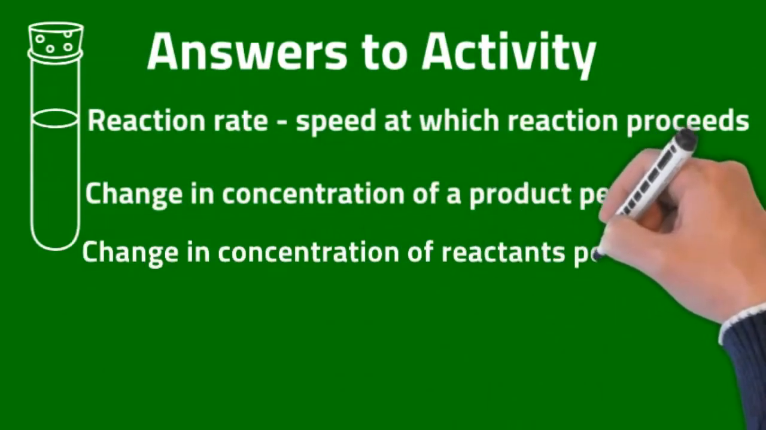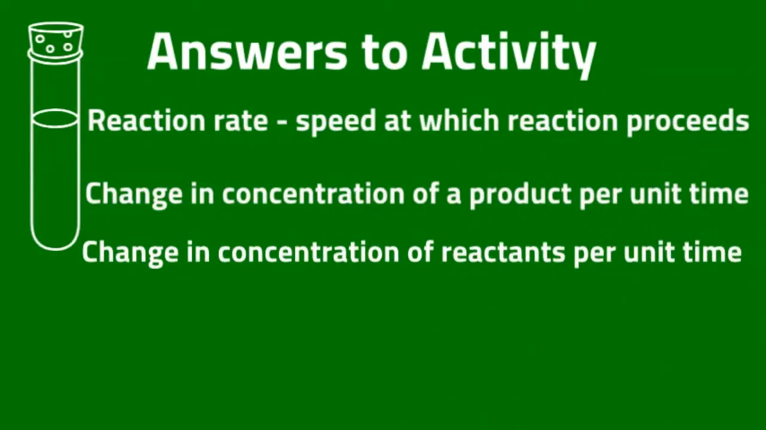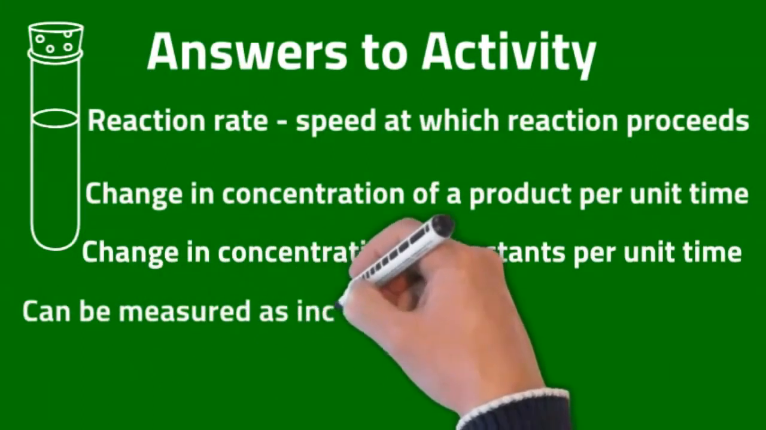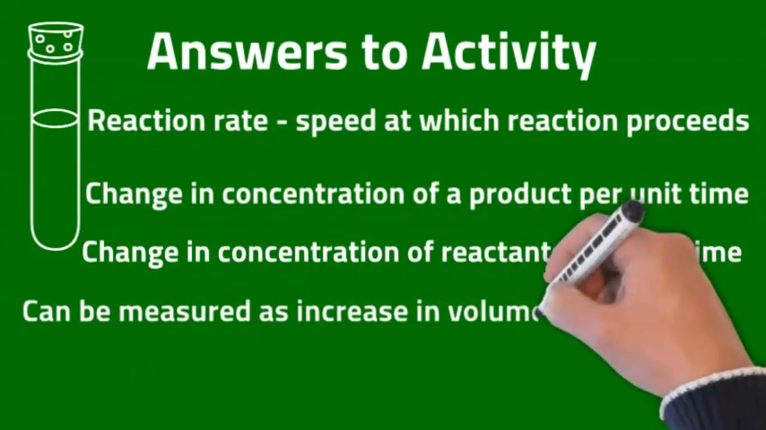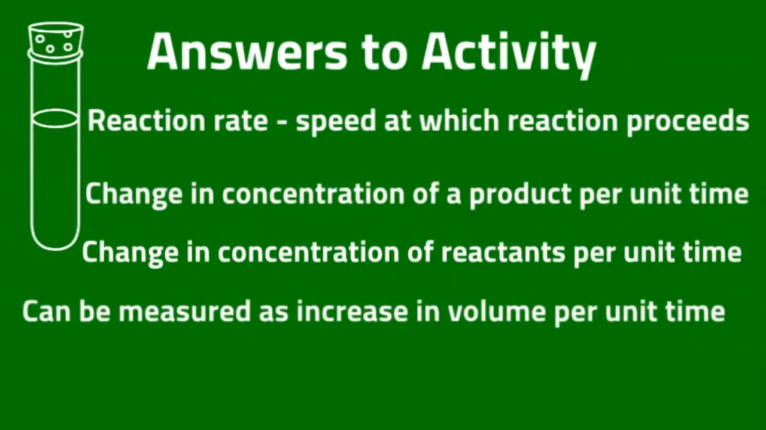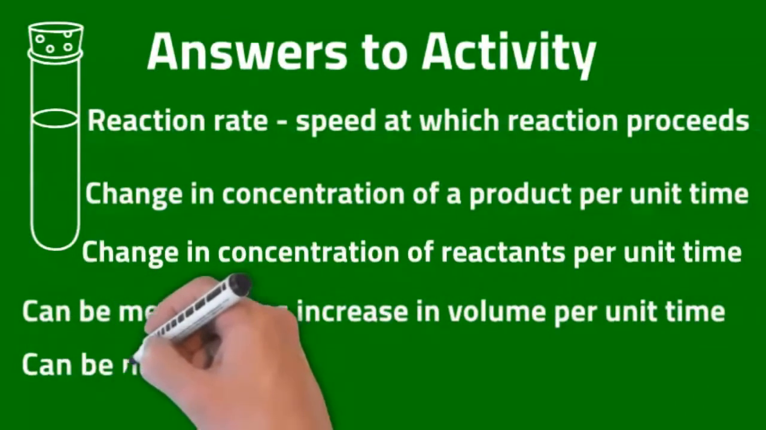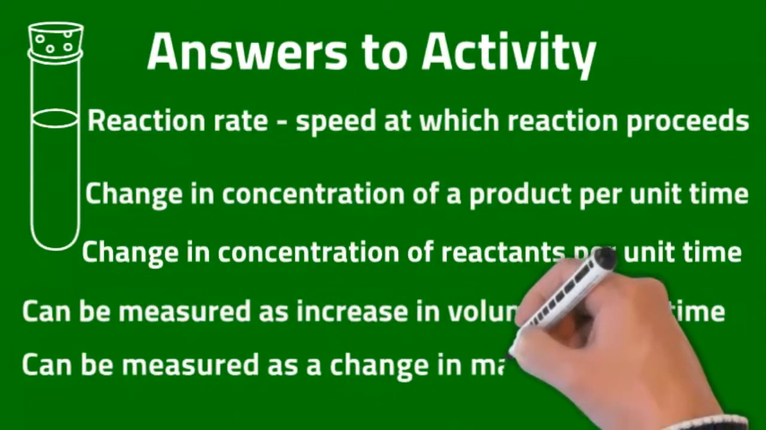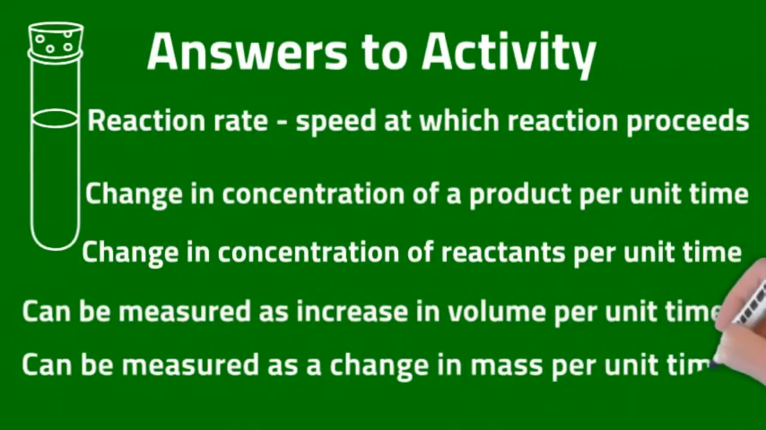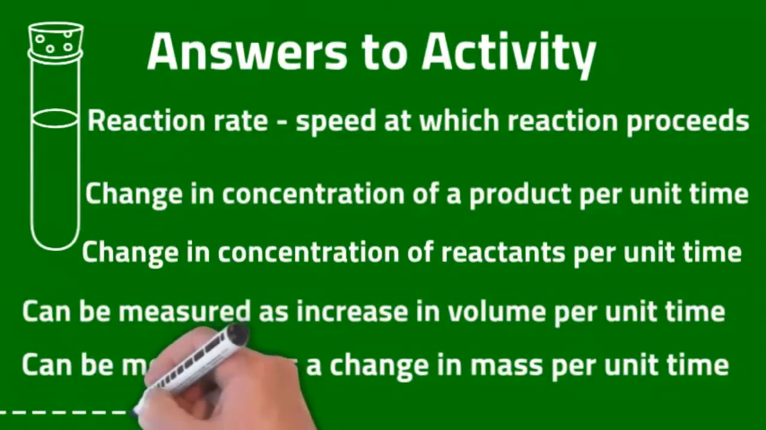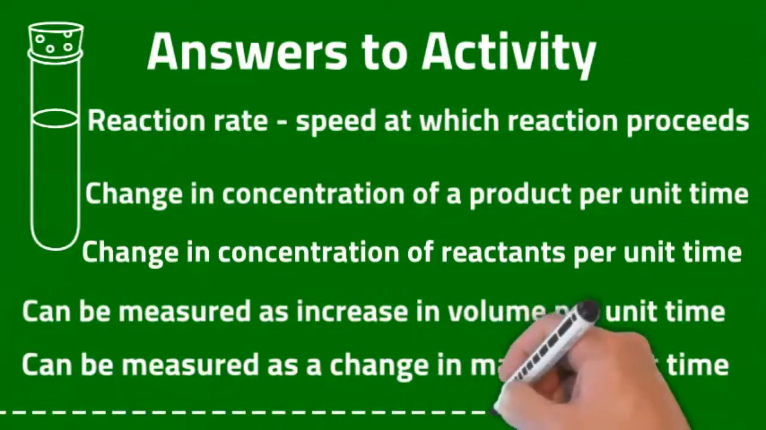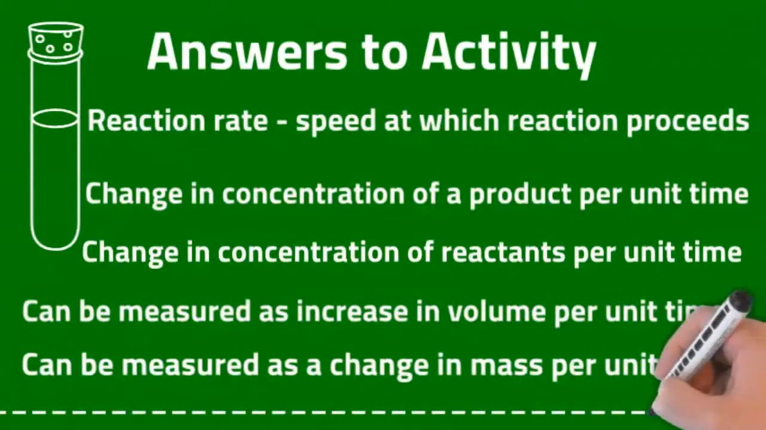If you remember from the previous lesson, we looked at ways to measure this change. So it can be measured as an increase in volume per unit time, or as a change in mass per unit time, or the change in turbidity, and so on. So that is the answer to the first question: how do you define the rate of a chemical reaction?